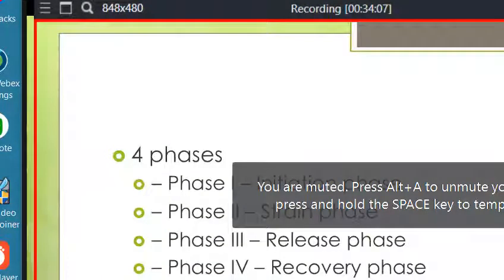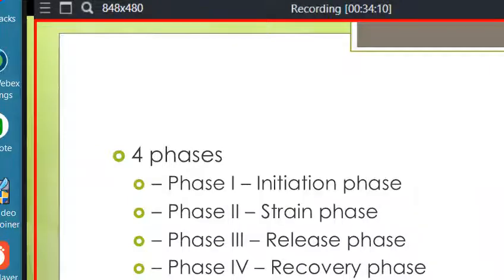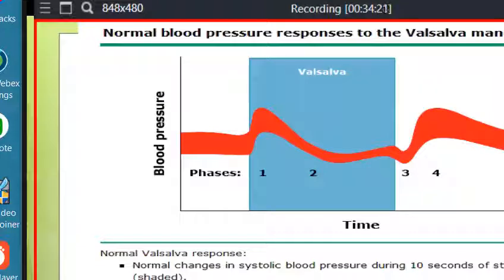There are 4 phases of Valsalva maneuver. Phase 1 is initiation. Phase 2 is the strain phase. Phase 3 is the release phase, and phase 4 is the recovery phase. So the blood pressure changes during different phases of Valsalva. During the initial phase, phase 1, there's a transient rise in blood pressure because of the increased intrathoracic pressure directly compressing the aorta. During the strain phase, the blood pressure falls, and then after the release phase, there's again a fall in blood pressure followed by an overshoot.